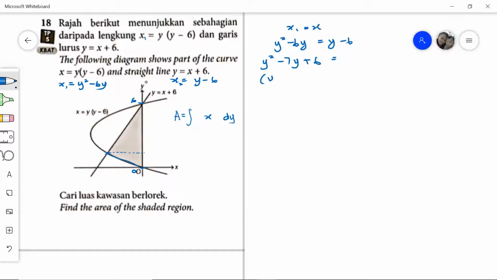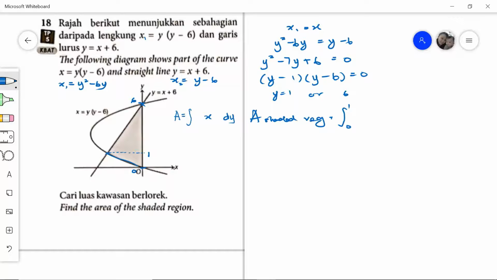When we factorize, we will have (y minus 1)(y minus 6) equals 0. And therefore, y equals 1 or 6. So 1 is here, 6 is this. It's here, which we already found. Therefore, to find the area of the shaded region, we just need to integrate from 0 to 1 of the curve.